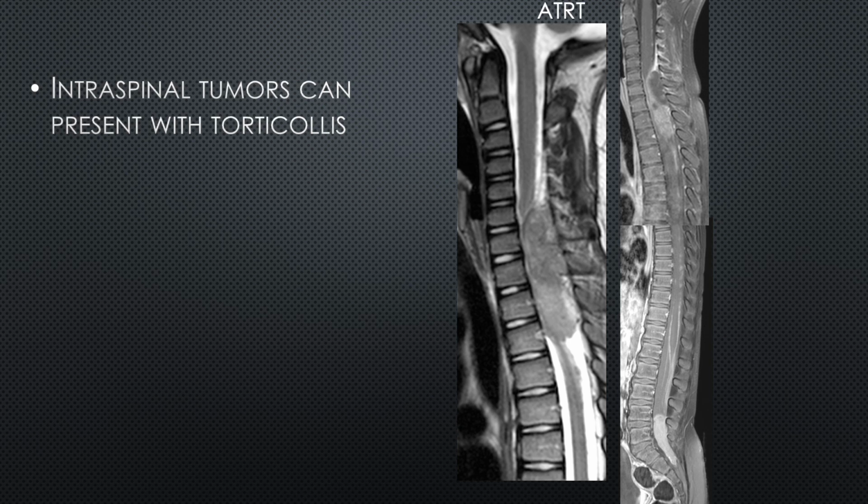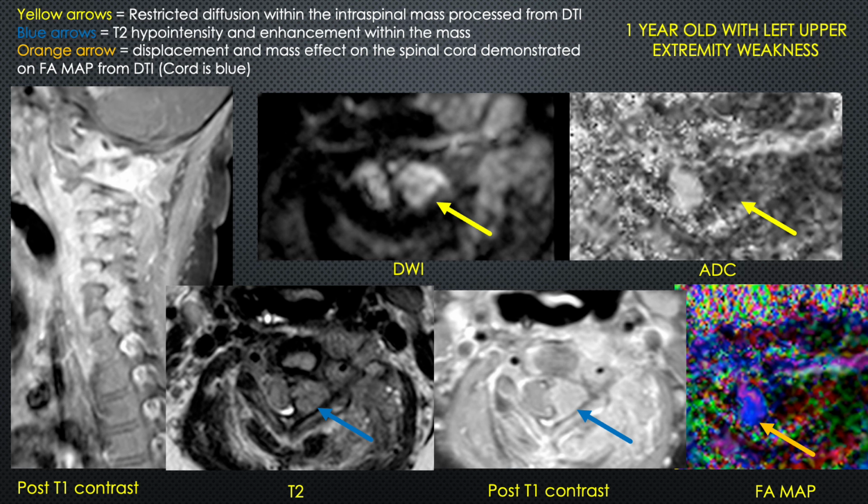Also, like I mentioned, other possible causes of congenital torticollis can involve the central nervous system, such as tumors. Intraspinal tumors can cause congenital torticollis or torticollis in an infant. Here's an example, ATRT, which can present in kids less than 1 year of age. Here's another example, a different patient with a mass extending intraspinal, causing mass effect on the cord.